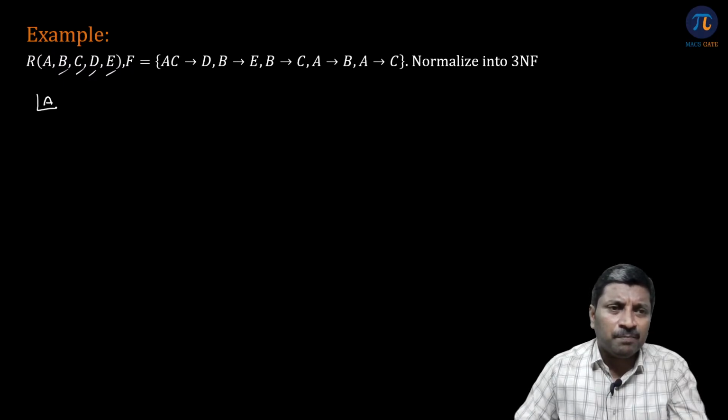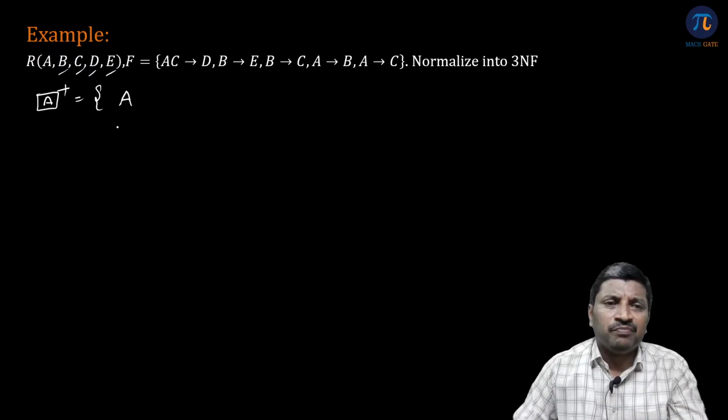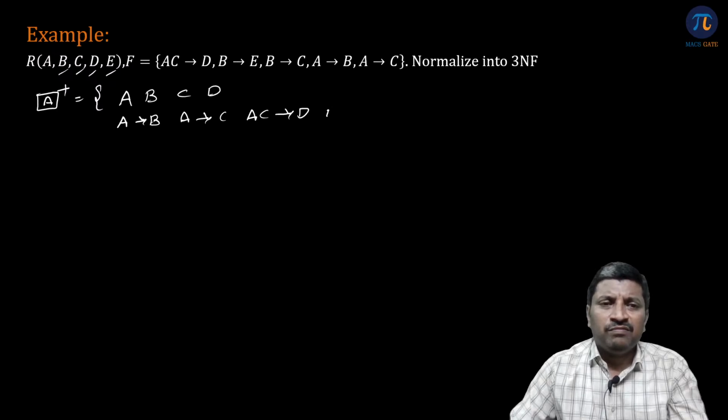Again, I have A. What is the closure of A? With A, I can get A. With A, you can get B. With A, I can get C. With AC, I can get D. With B, you can get E. So we got all attributes. So this is a candidate key.